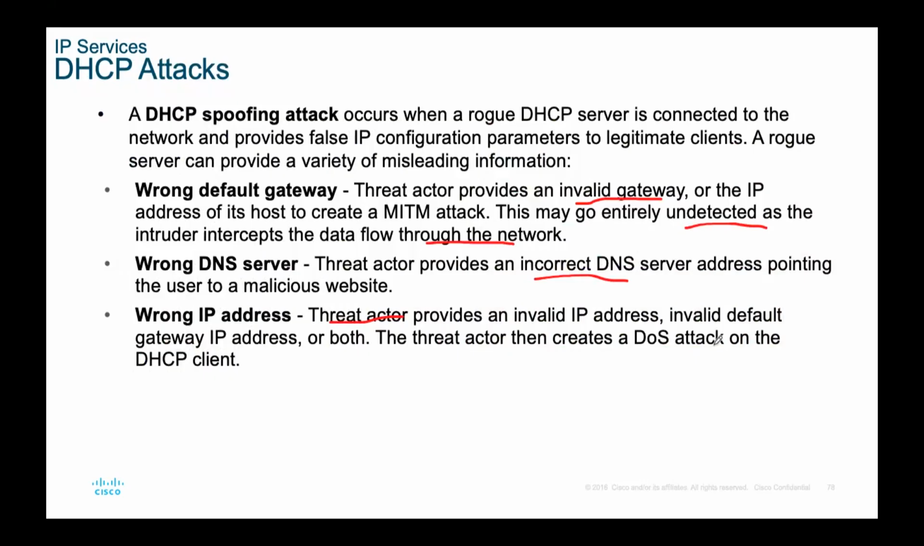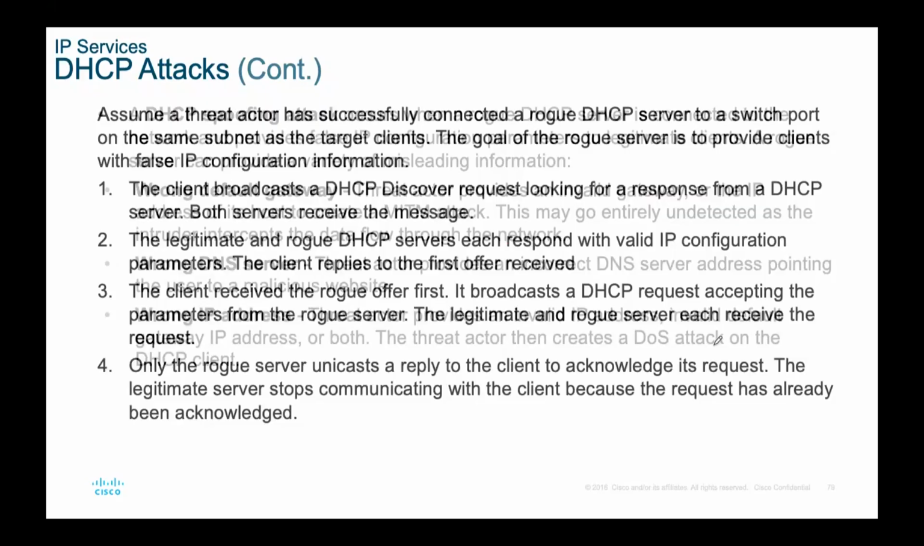Okay. So assume that a threat actor has successfully connected a rogue DHCP server to a switch port on the same subnet as the target client. The goal of the rogue server is to provide the client with false IP configuration information. The client broadcasts a DHCP discover request looking for a response from a DHCP server. Both servers receive the message, and then the legitimate and rogue DHCP servers each respond with valid IP configuration parameters.